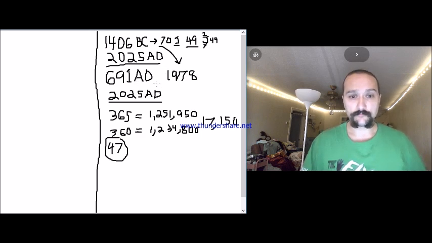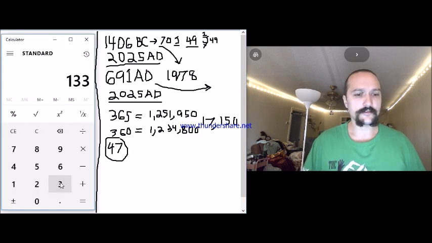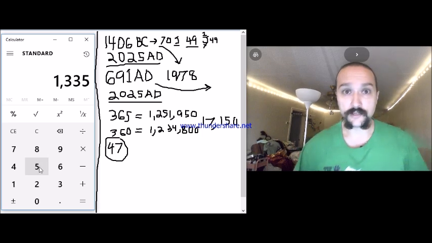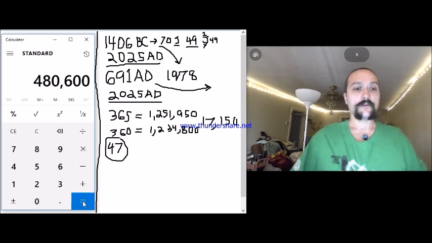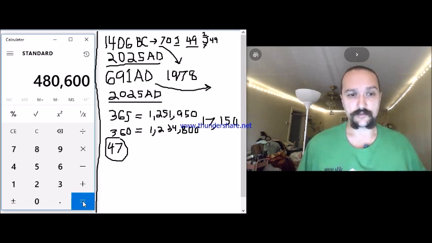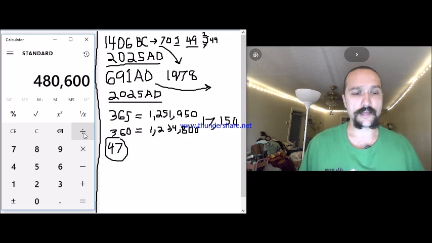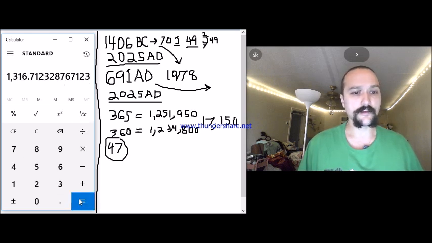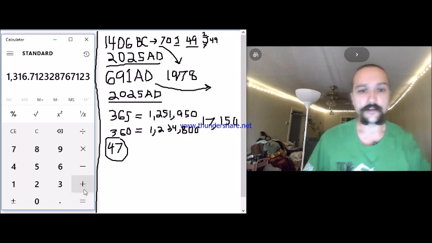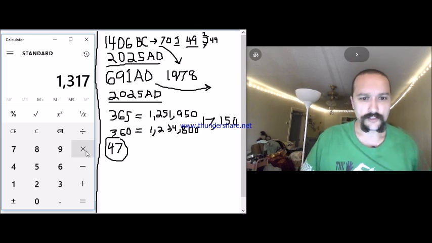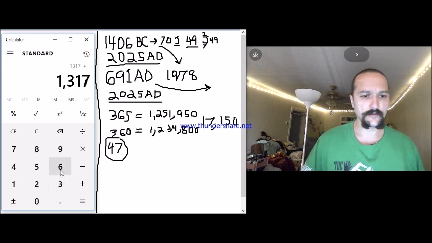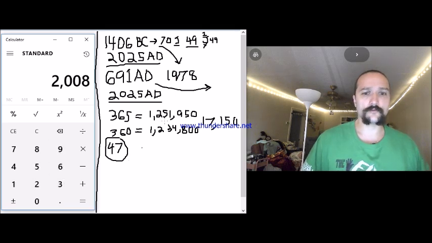Then if we actually want to go with this one here, well, we'll take the 1335 years, because the day is for a year. So we got to multiply that by 360. We get 480,600 days. Then we would have to divide that by 365, and that's 1316. That's almost 17, so we'll go 1317. It's not as many years, and then we just add that to 691 AD, which equals 2008.